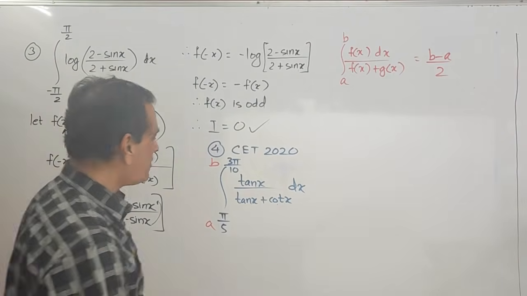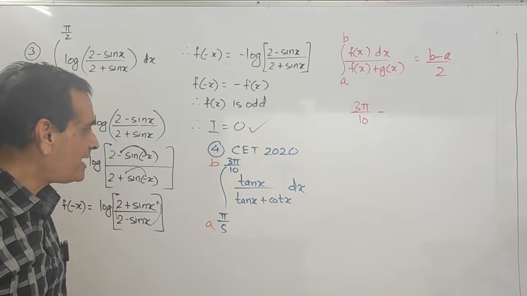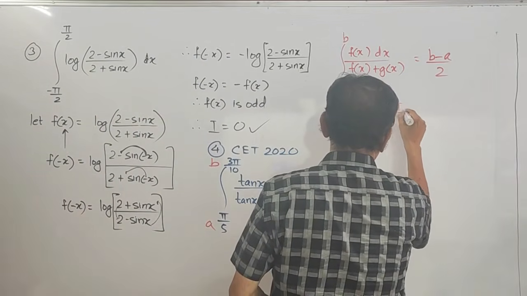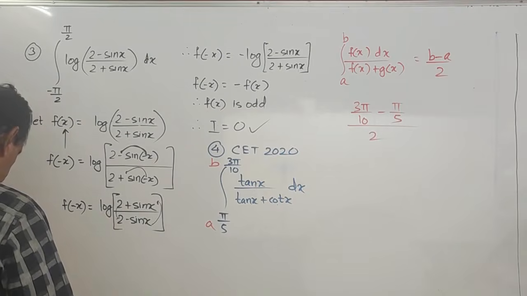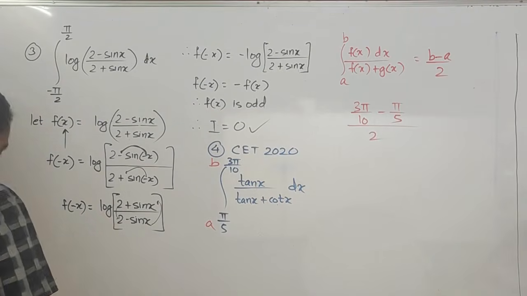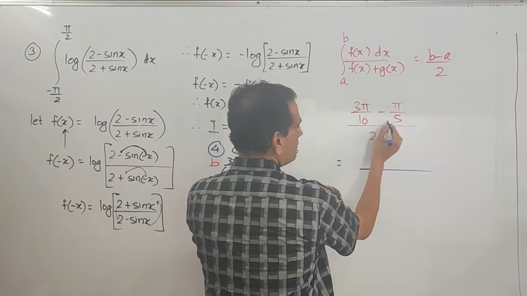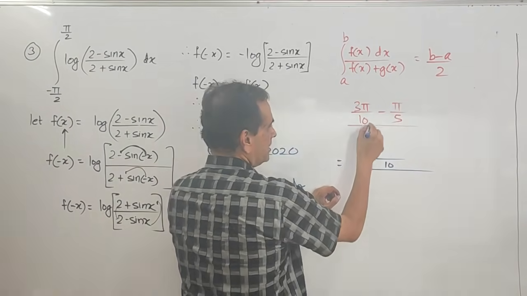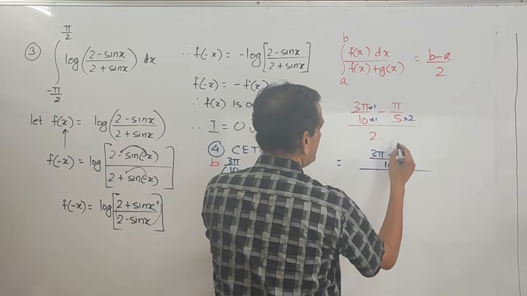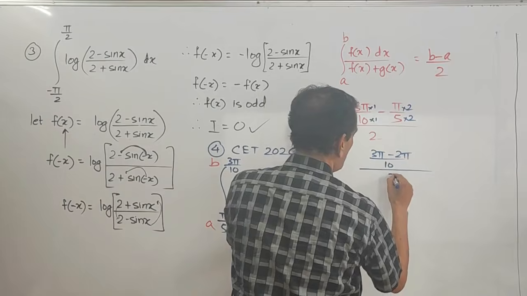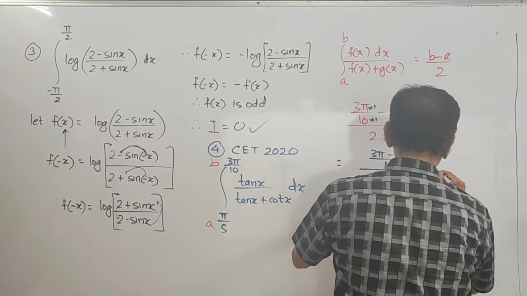So b minus a upon 2 means what? Three pi by 10 minus ... करो सिंप्लीफाई, हो गया आंसर. टेन और 5 का एलसीएम 10 है. 10 इंटू 1 इज 10, 3 पाई इंटू 1 इज 3 पाई, 5 इंटू 2 इज 10, पाई इंटू 2 इज 2 पाई अपॉन 2. 3 पाई बाय 2 माइनस, सॉरी, 3 पाई माइनस 2 पाई, that is 1 pi.